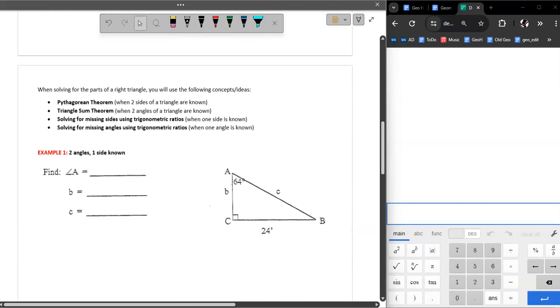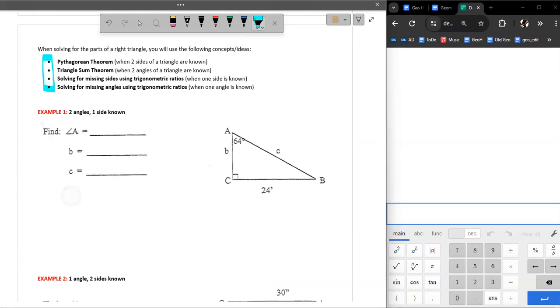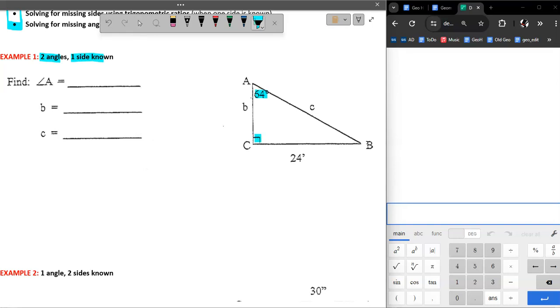So let's look at our first example. At the top here, you will see a little summary of our toolbox that we just talked about in the beginning of the lesson. So here we go. In this situation, we know 2 angles and 1 side. And here they are, 64 degrees, our 90-degree angle, and then we know the length of CB, or lowercase a in this case, is 24.